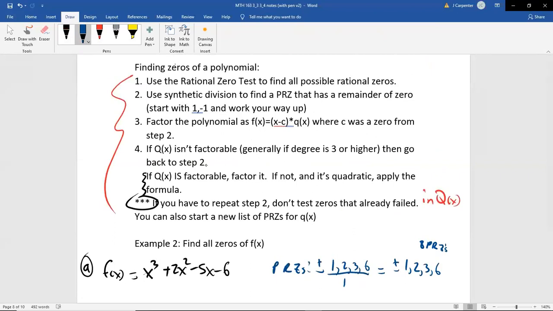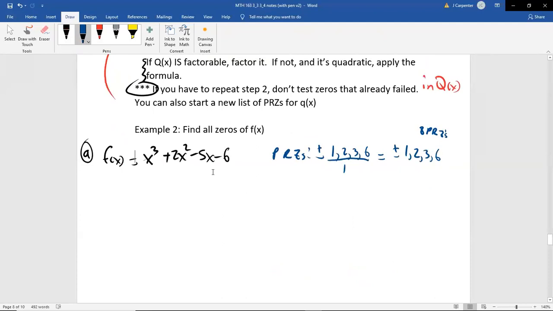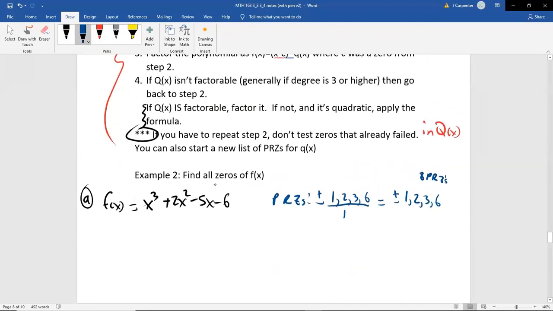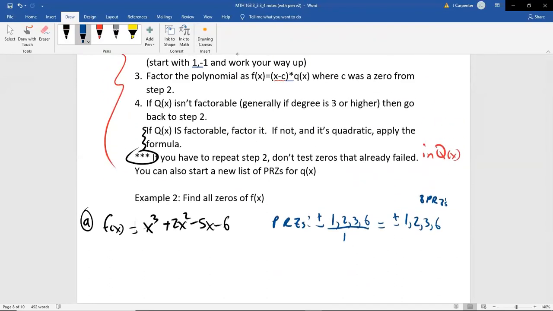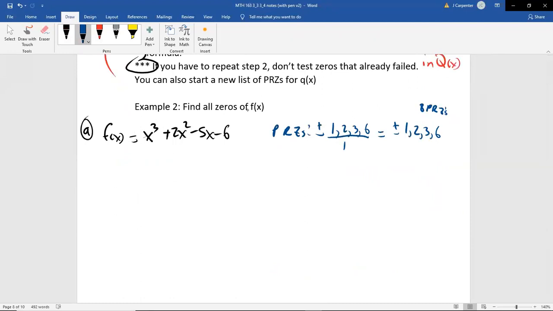So the second step, do synthetic division on these values until you find one that's a remainder of 0. So this is just blind, shot in the dark. We're going to try the 1, then the negative 1, then the 2, then the negative 2, the 3, the negative 3, the 6, and the negative 6 until we find one that works. So let's try the positive 1 first.